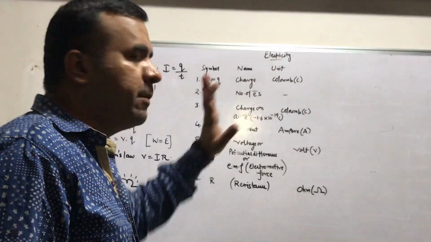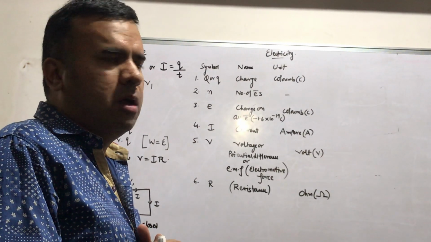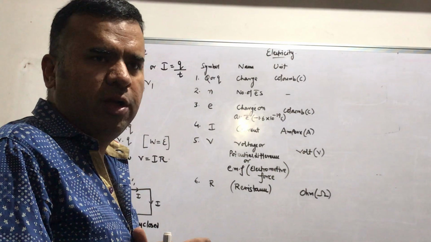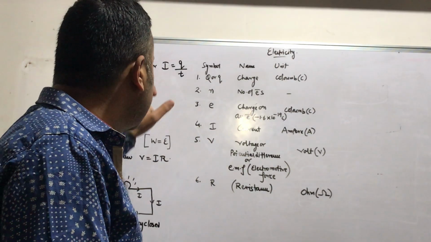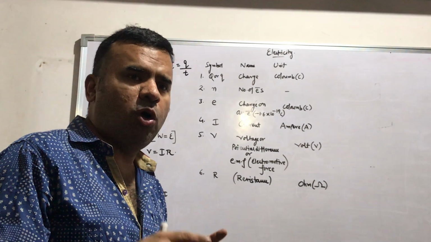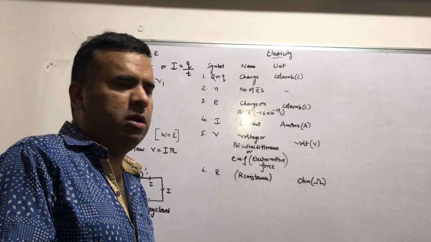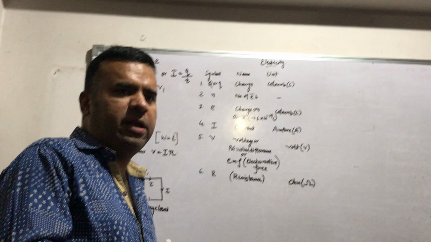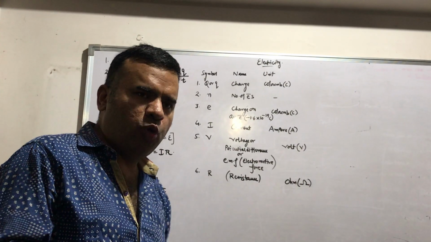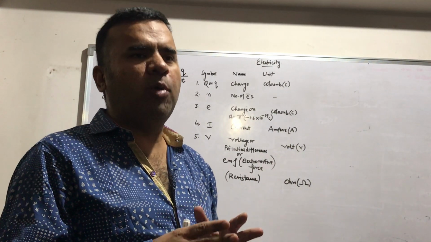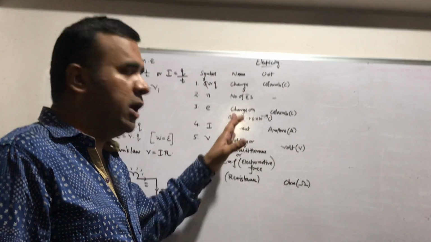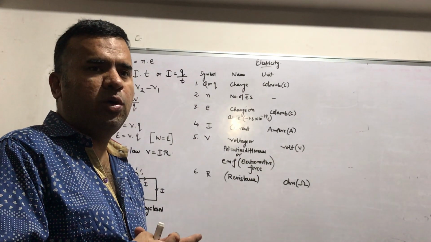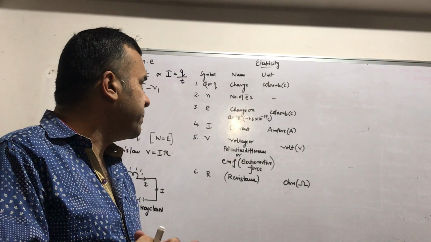Small n here is the number of electrons, and you know a number doesn't have any unit. Third, we have a small e in this formula. Small e means charge on an electron. Its value is minus 1.6 into 10 to the power minus 19 coulomb. But for numerical purposes, we will use only the modulus. So we will write the value of charge as 1.6 into 10 to the power minus 19 coulomb.